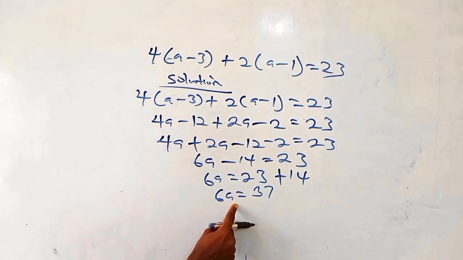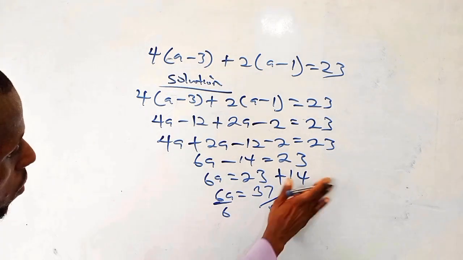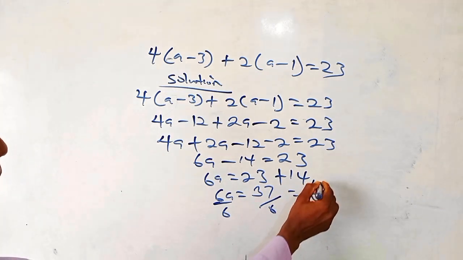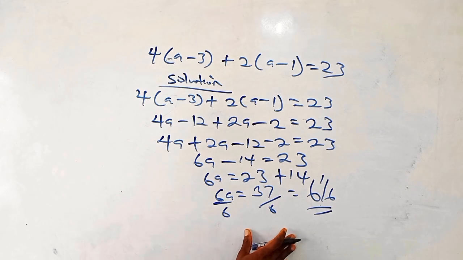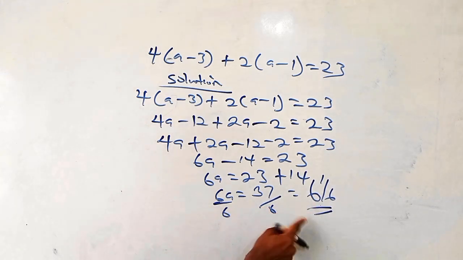So 6 times what gives 37? We divide both sides by 6. So here we have 6 times 6 is 36. That is 6 whole number, 1 over 6, which is letter a, or 37 over 6. Either of the two is the answer.